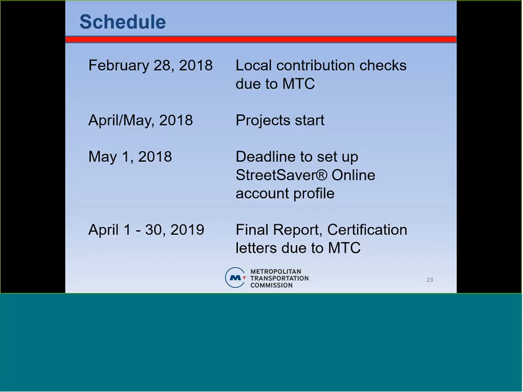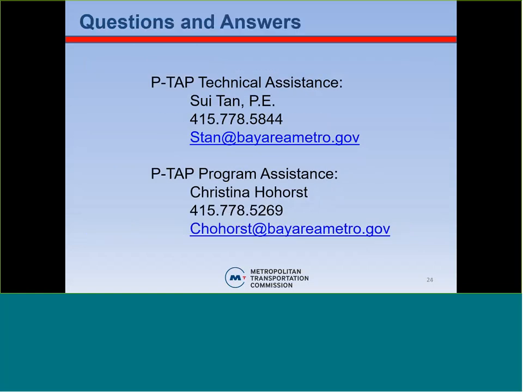By May 1st, 2018, that's the deadline to set up StreetSaver online for your project. And like I mentioned before, between April 1st and the 30th of 2019, the final report and certification letters are due to MTC. You'll note that this is called PTAP 19. Most of the dates are in 18. We call it PTAP 19 because that's when we get your certification letter. Now I'm going to try to answer questions.